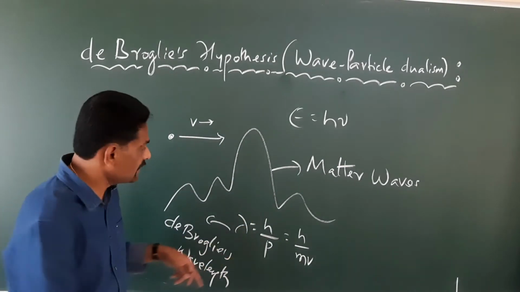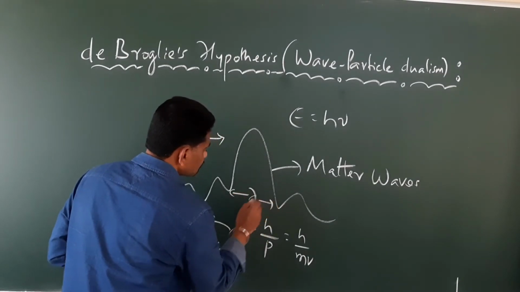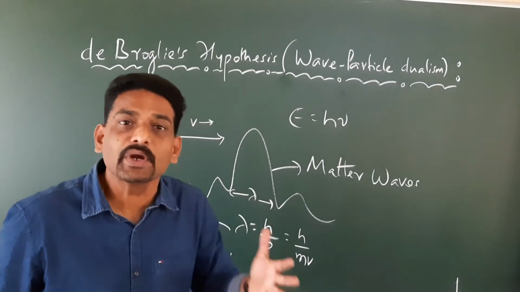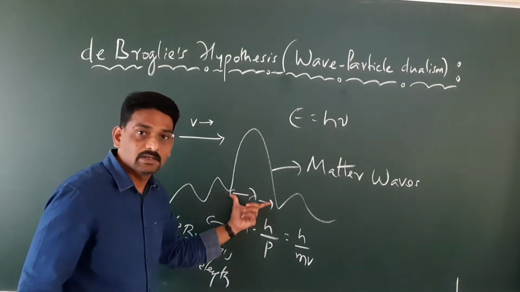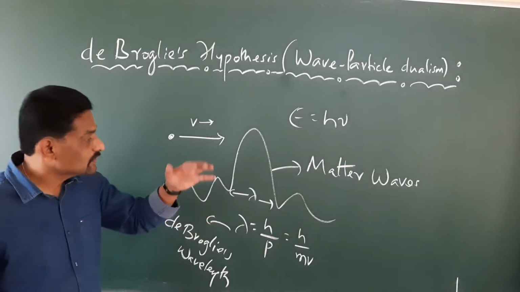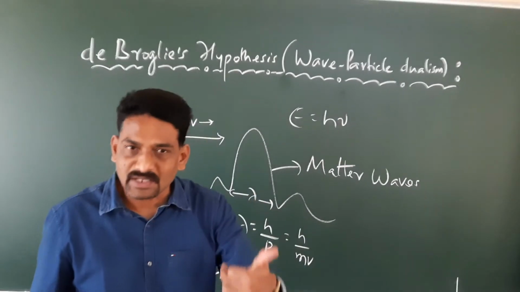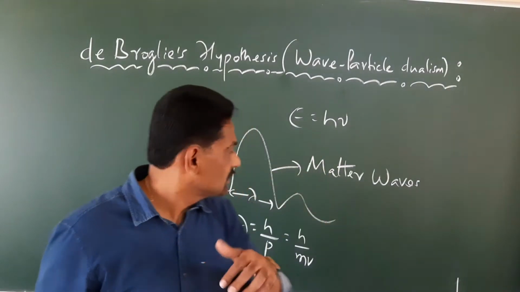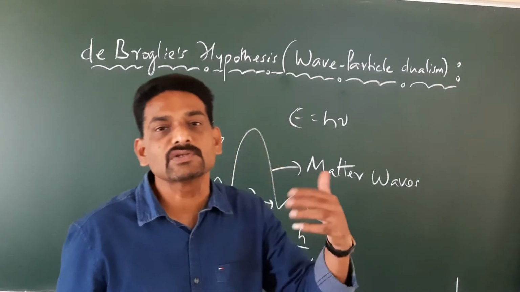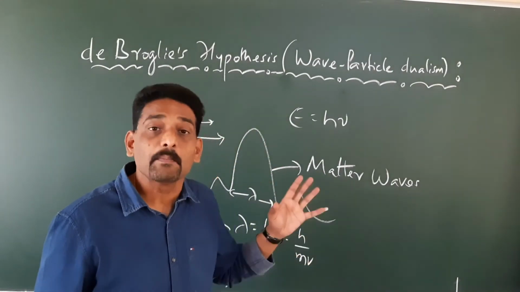So what is lambda here? In this case, this is going to be lambda, the distance from crest to crest, or the distance from trough to trough. So this wavelength, we call it the de Broglie wavelength. Sometimes we call these waves matter waves. Sometimes they are also known as de Broglie waves. Sometimes they are also known as pilot waves.